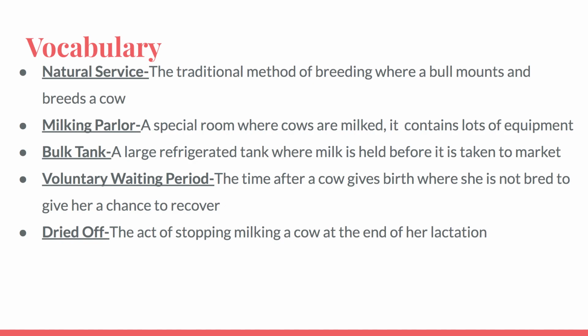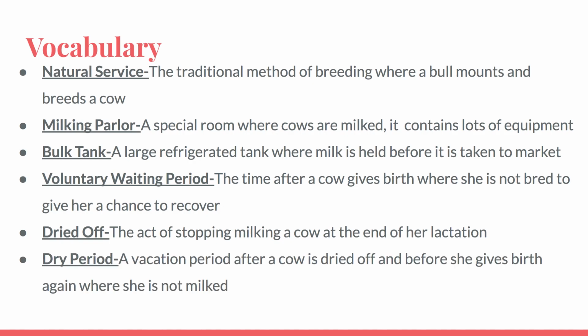So, dried off. This is the act of stopping milking a cow at the end of her lactation. So after 305 days, guys, 300 days, we're going to dry off a cow. We're going to stop milking her so she can get ready for her next baby. And dry period. Dry period is what happens after they are dried off. This is a vacation period after the cow is dried off, but before she gives birth, where she is not milked. She is just resting and waiting for her baby.